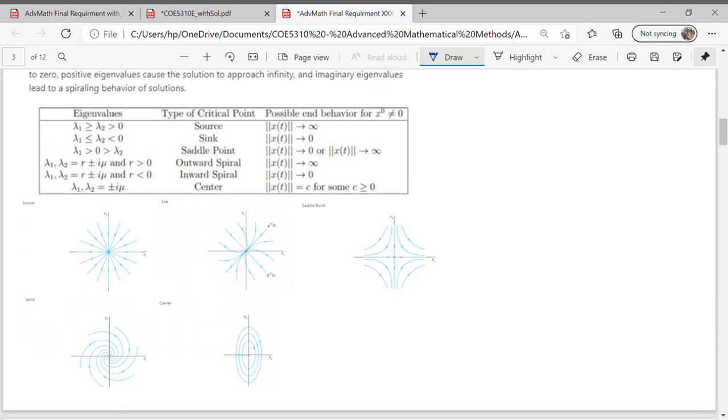So eigenvalues greater than 0, we call it a source. Here it is a source wherein the arrows are coming out from the fixed point. When the eigenvalues are below 0, or negative values, we call it a sink. So the arrows are coming in to the fixed point.